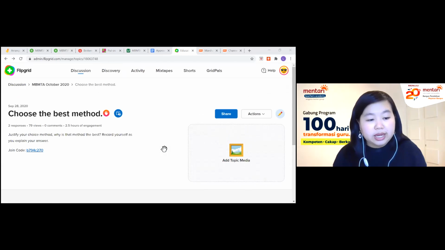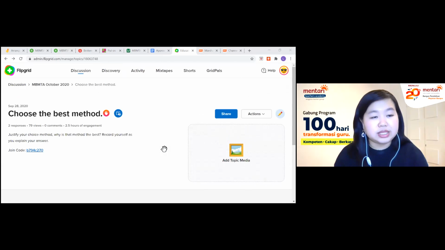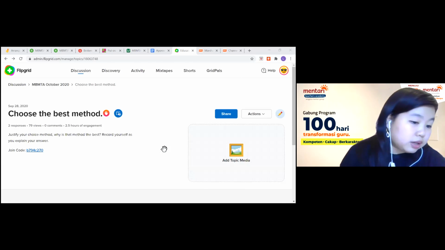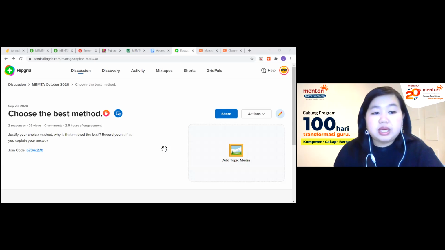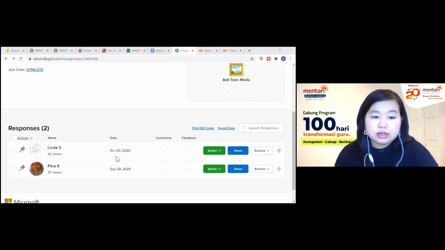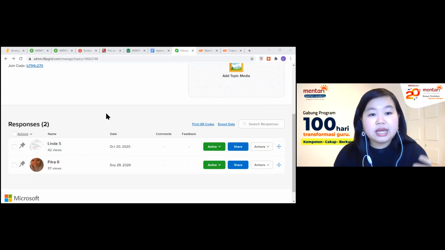So suppose you are giving a question for your students to solve, or in this case, I'm showing 3 different methods to solve the same questions. And I would like a verbal response. So I would like my students, or in this case, I would like the participants, you teachers, to give me a verbal response. So other than a written answer, I would like you to record yourself. Flipgrid is an excellent platform to do that.